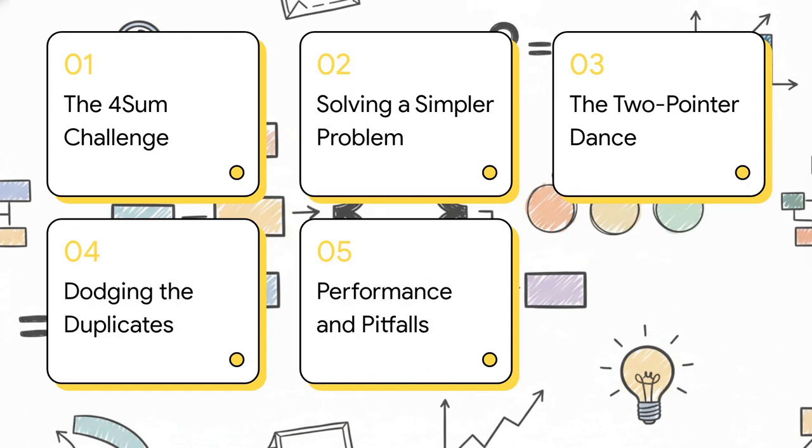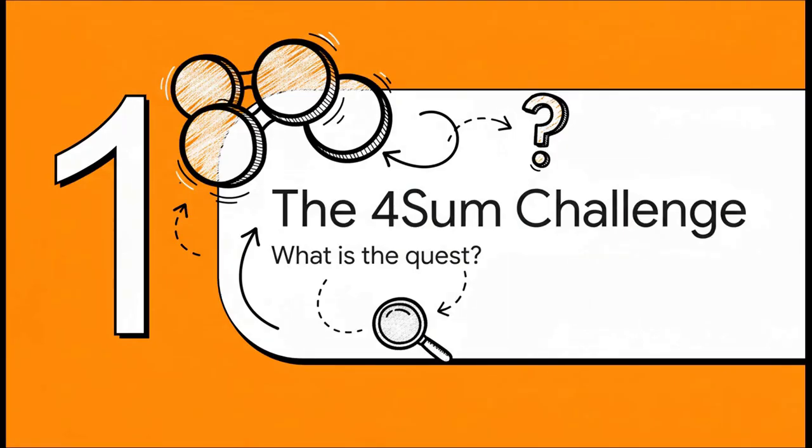So here's the game plan for this explainer. We'll kick things off by figuring out what the foursome challenge even is. Then we'll get to the secret sauce that makes it all work. After that, we'll walk through the main algorithm, talk about handling those pesky duplicates, and wrap up by looking at how well it actually performs. Okay, let's get right into it.